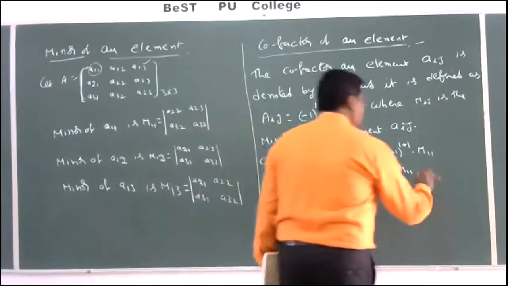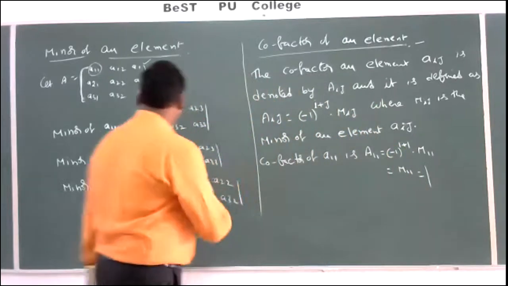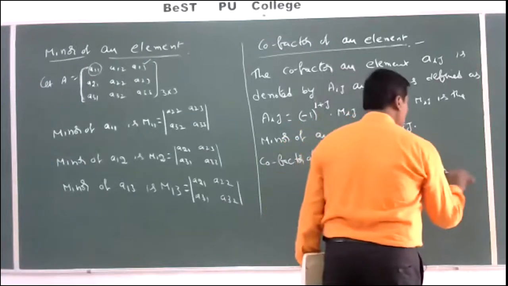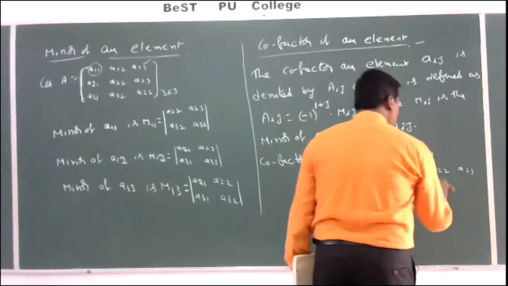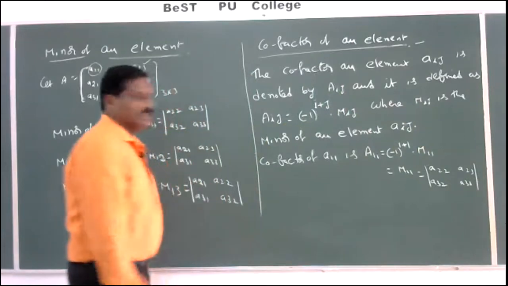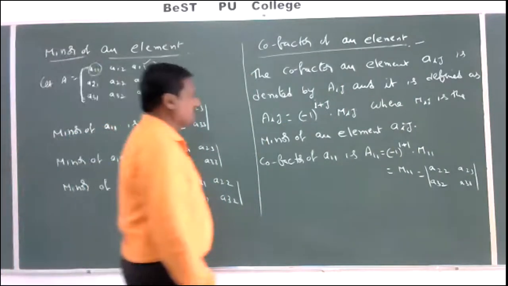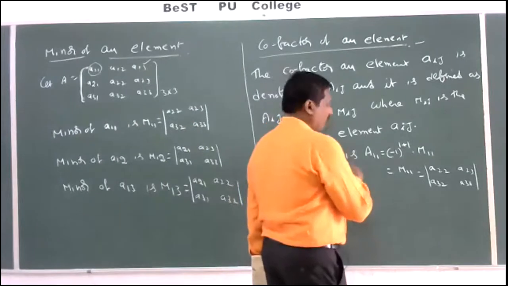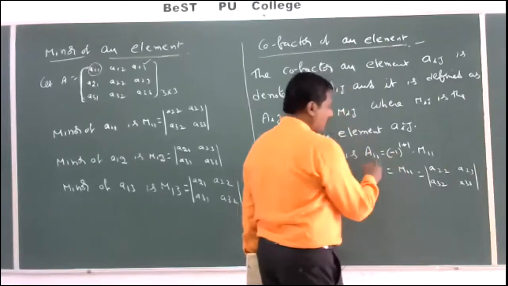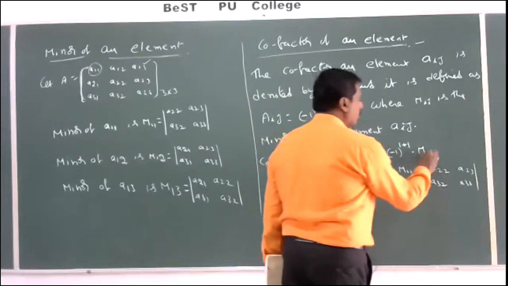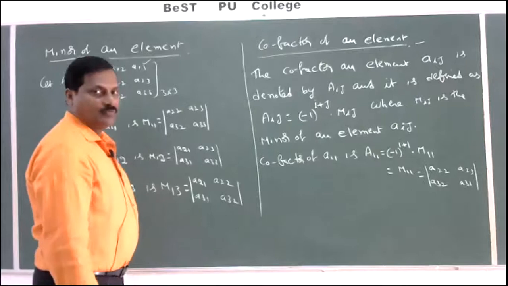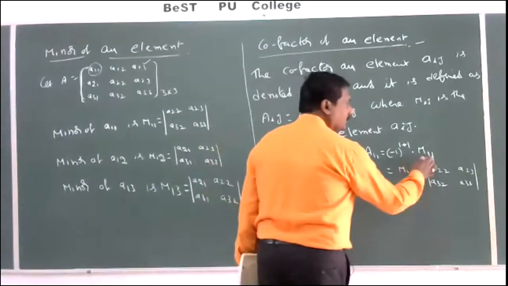Here M11 we already found. What is the M11 value? Determinant of A22, A23, A32, A33. That is the cofactor of small a11, denoted by capital A11. This is equal to minus 1 whole power the sum of these suffixes into M11, where M11 is nothing but the minor of the element A11.